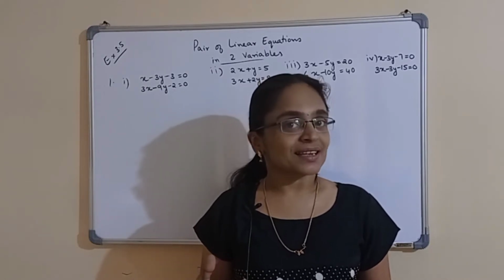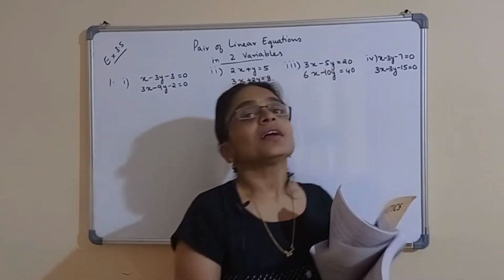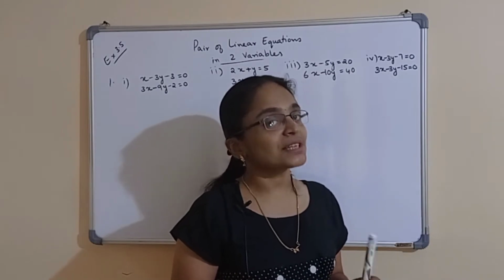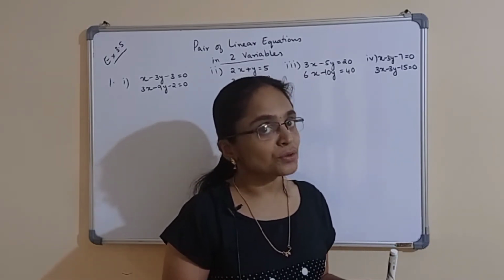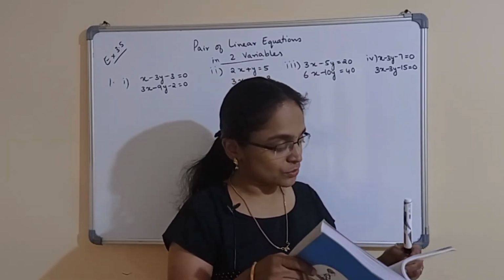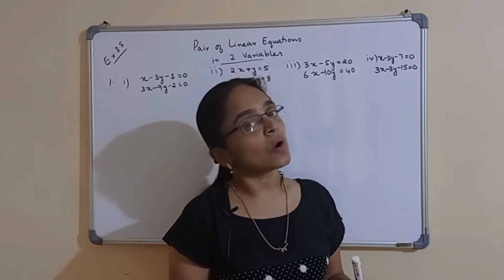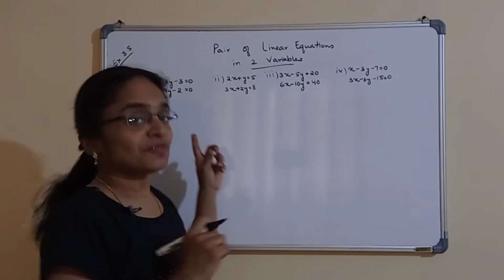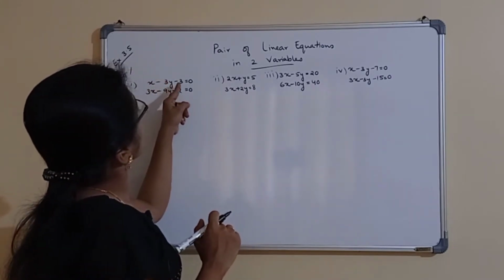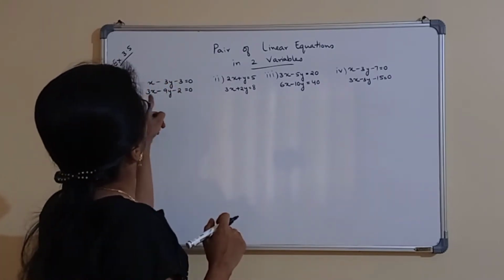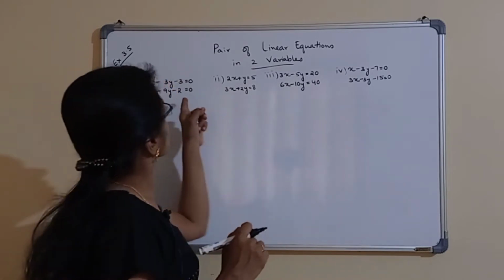Okay, so let us start now. The first question is: which of the pair of linear equations has a unique solution, no solution, or infinitely many solutions? In case there is a unique solution, find it by using the cross multiplication method. The first pair is x minus 3y minus 3 equal to 0, 3x minus 9y minus 2 equal to 0.